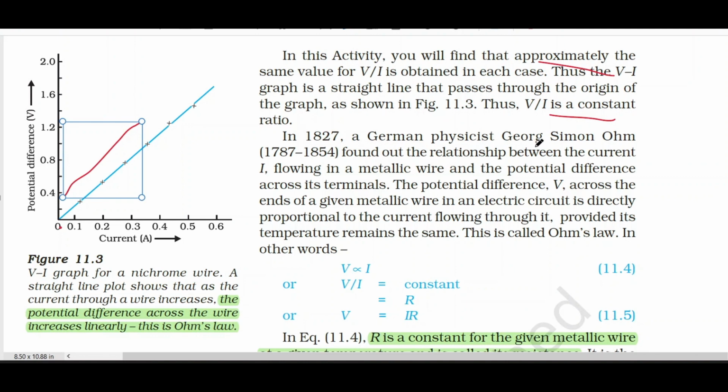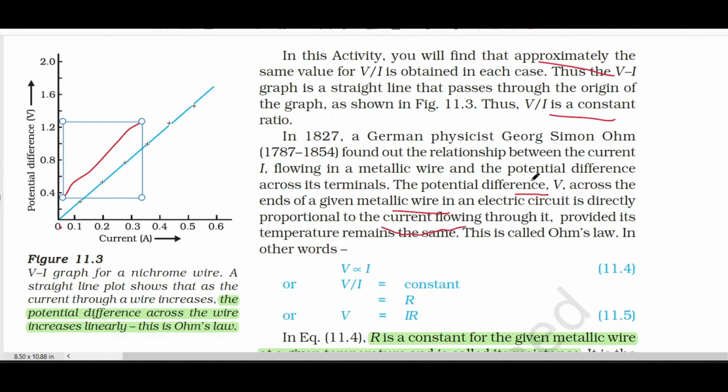A German physicist, George Simon Ohm, found out the relationship between the current flowing in a metallic wire and the potential difference across its terminal. The potential difference V across the ends of a given metallic wire in an electric circuit is directly proportional to the current flowing through it. तो हमारी जो potential difference है across the ends of a metallic wire in an electric circuit is directly proportional to the current flowing through it.